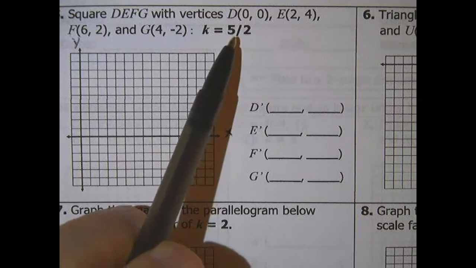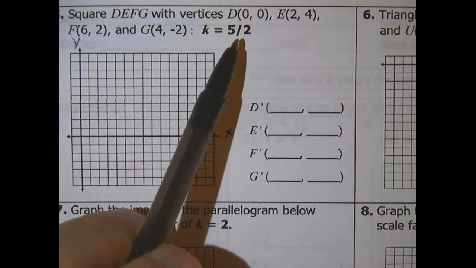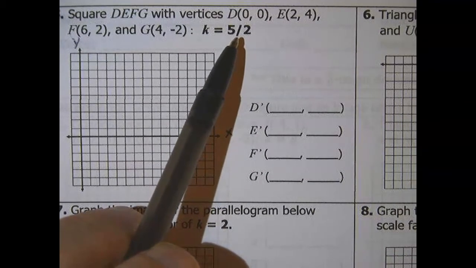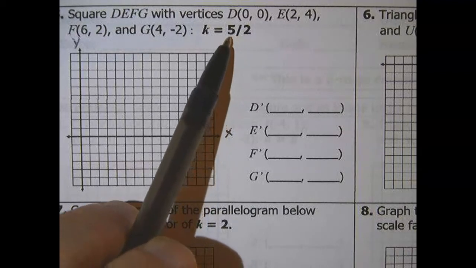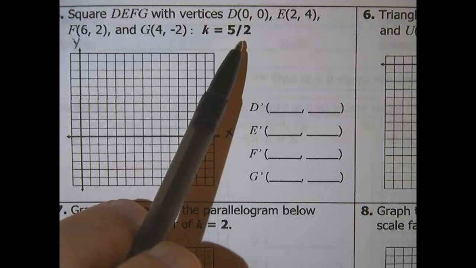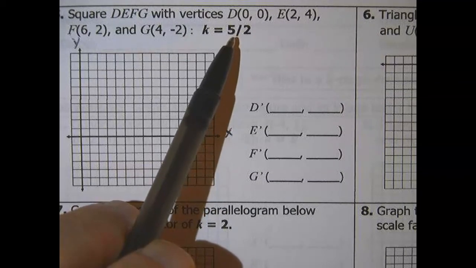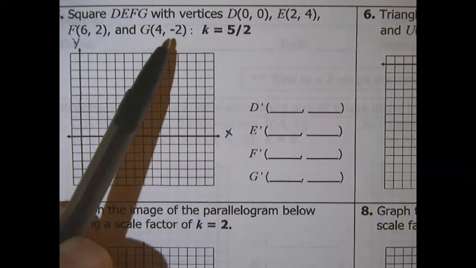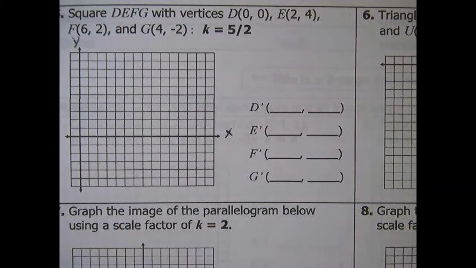And then our multiplier, or our scale factor, this time, this is greater than 1. So it's not less than 1. We expect this to get larger, but by 5/2, which is actually 2.5. So you can use decimals, or you can use fractions for this either way. Okay, let's go ahead and plot our pre-image, which this time is a square.